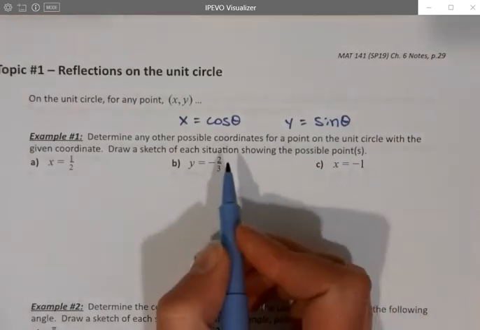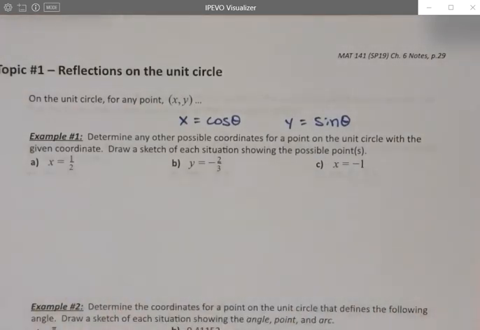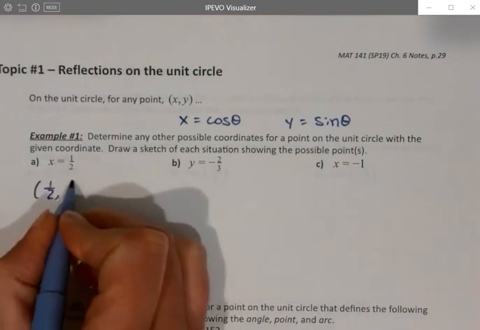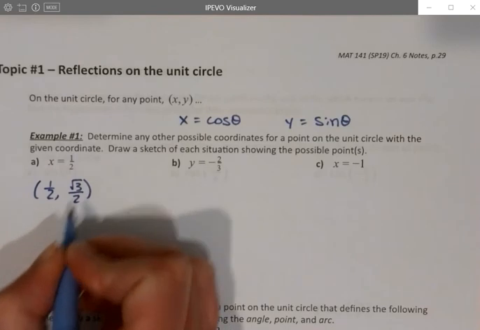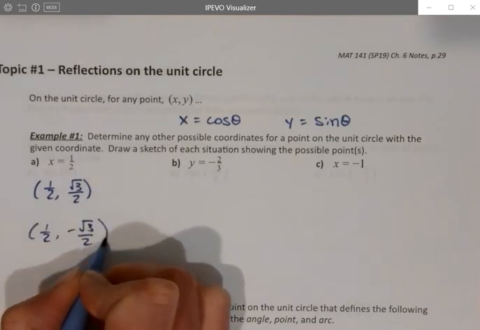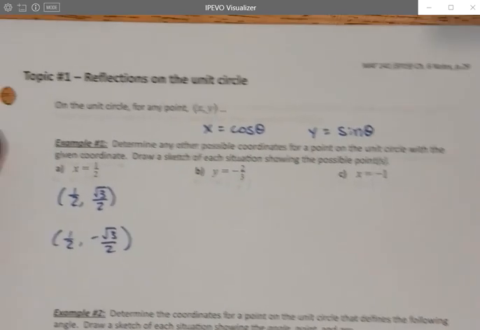So determine other possible coordinates for a point in the unit circle with a given x-coordinate. They could be either 1/2 comma square root of 3 over 2, or they could be 1/2 comma negative square root of 3 over 2. Draw a sketch of each situation showing the possible points.